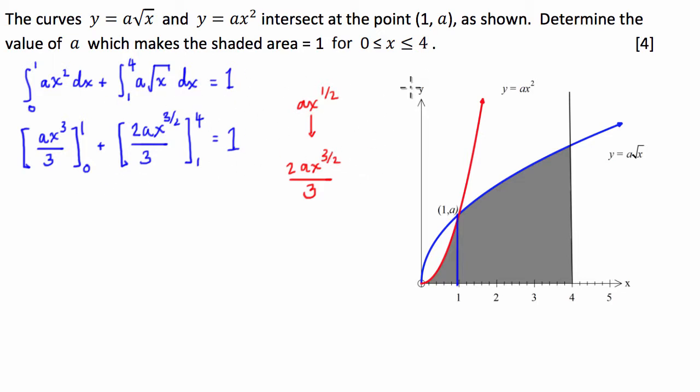So what we're going to do next, guys, is actually evaluate these integrals. So let's go about doing that. I'm just going to change color. So I'm going to substitute in my 1. We have a times 1 to the power of 3, which is just a over 3. So for the first one, we have a over 3. And that would be minus, if we put a 0 in here, we're just going to have 0 over 3, which is just nothing, so we're going to leave off the 0. So we have a over 3 plus.